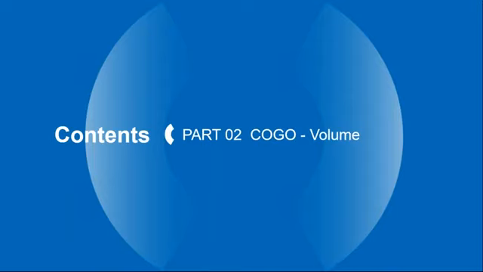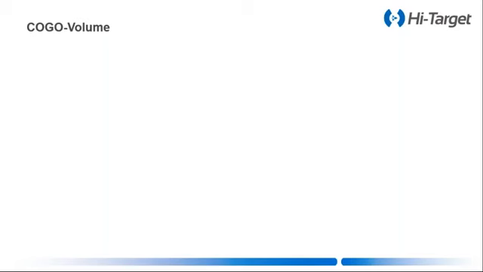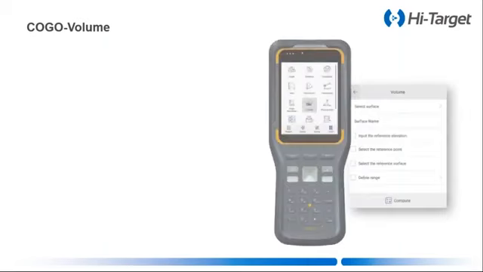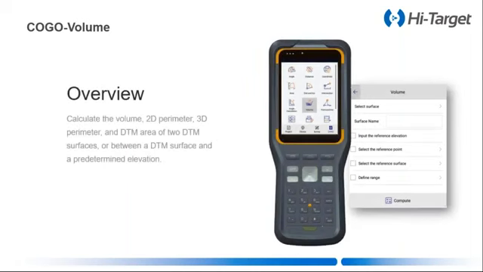Part 2, cargo volume. Calculate the volume 2D and 3D, perimeter and DTM error of two surfaces, or between a DTM surface and a predetermined elevation. Okay, let's start to learn how to use the volume features.